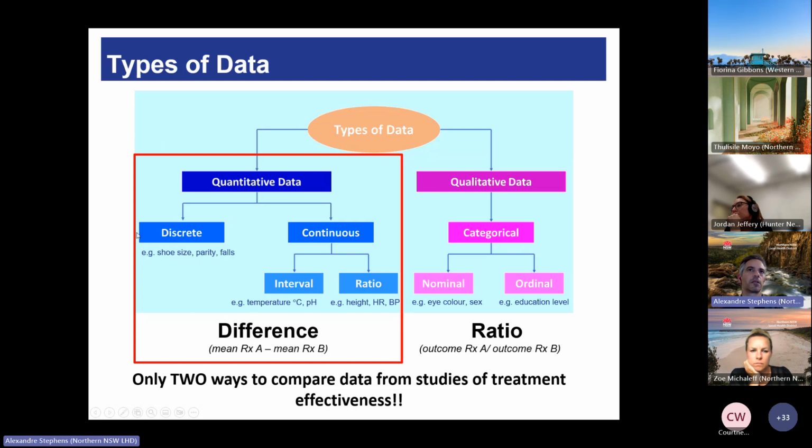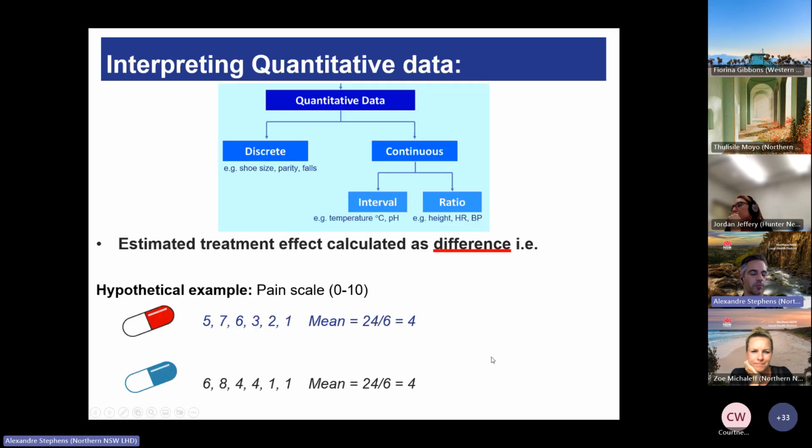So we'll start off with quantitative data, work through a few examples, and then we'll finish off the seminar today by going through examples of qualitative data. As I just mentioned, the estimated effects or treatment effects for quantitative data are expressed or calculated as differences. So we're going to work through a hypothetical example.